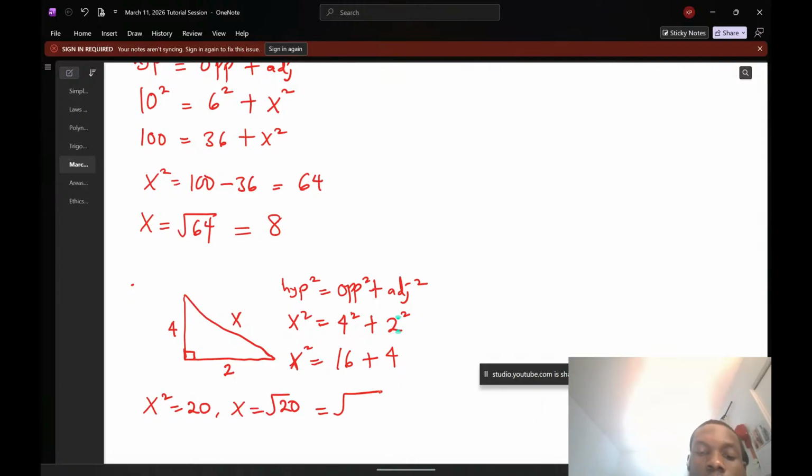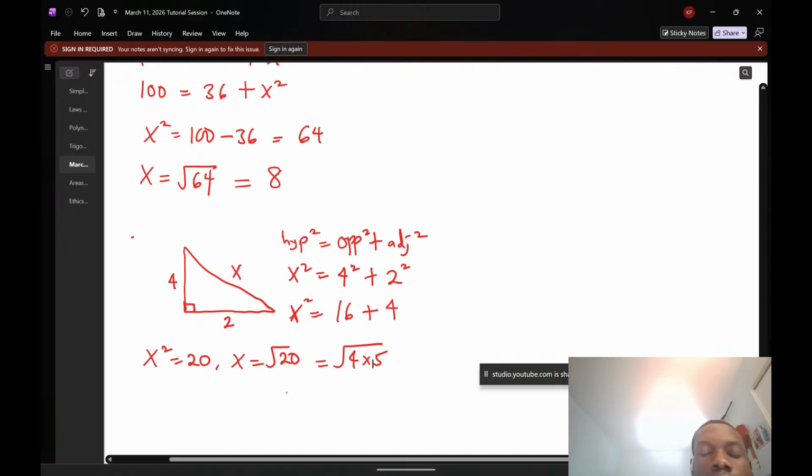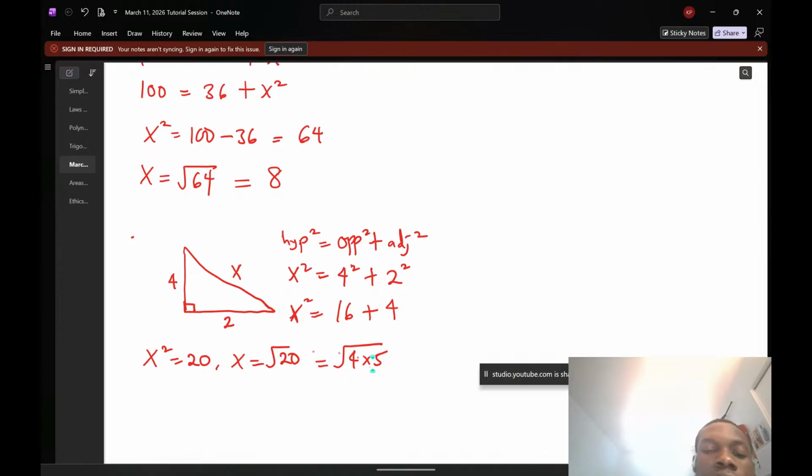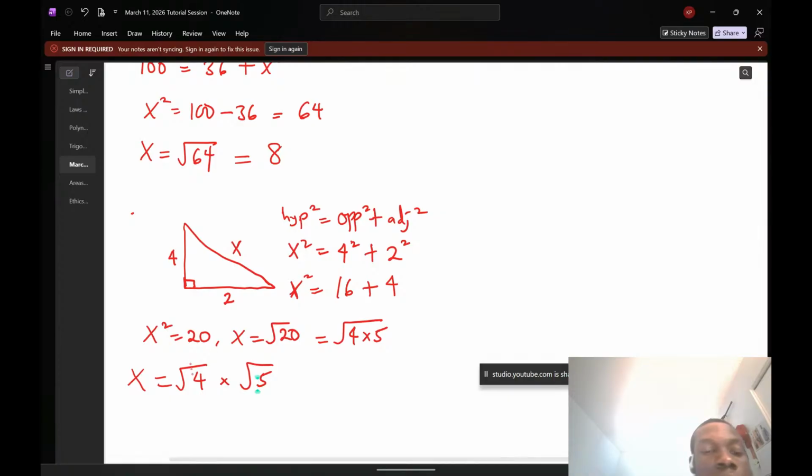Okay, 20 is 4 times 5, right? So we have the square root of 4 times 5. Now we're going to do it in surd form. Now let me split it into two sides. So we have root 4 and we have root 5. Okay, 4 is a perfect square, 5 is not. So the square root of 4 is equal to 2. Okay, and then we have root 5. 5 does not have a perfect square root, so we can write it as 2 root 5. This is in surd form.